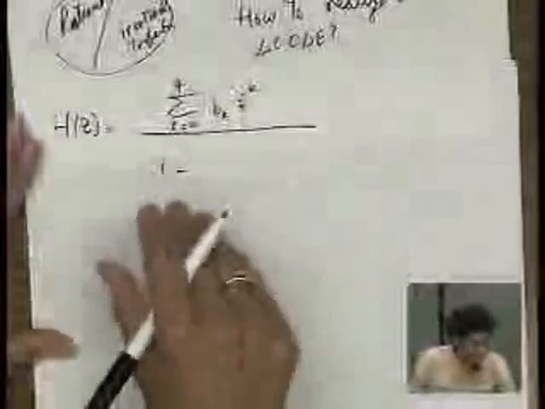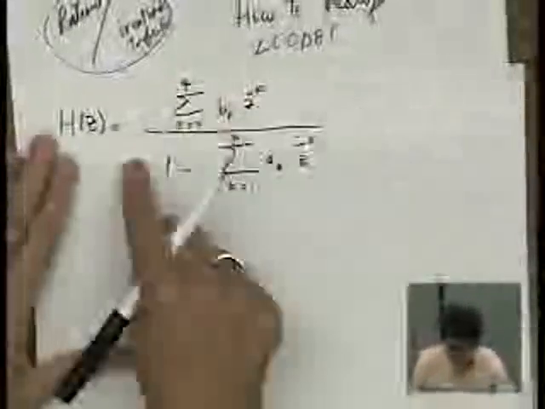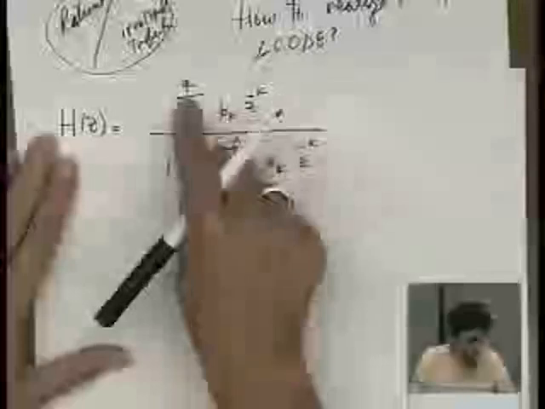And then in the denominator, instead of writing a polynomial, I write it in this form: 1 minus summation of k equals 1 to p of a sub k z to the minus k. I can still write it the same way as the numerator, with k ranging from 0 to p, but I just chose to make the constant term of this polynomial be 1, because otherwise there will be a scaling factor floating around. This is a polynomial of degree q in z inverse, and this is a polynomial of degree p in z inverse. So this is Y of z over X of z, and this is a rational transfer function.